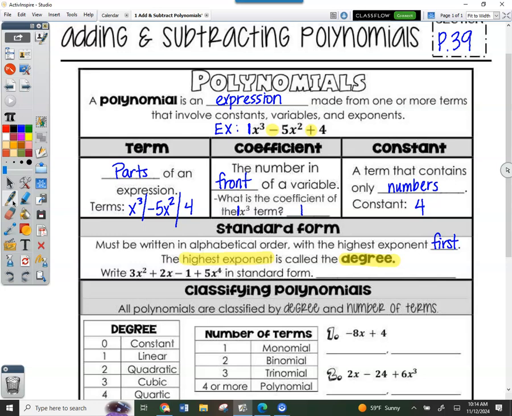Look at this one right here. You can close your notebook now. Come back to this and look at this example. 3x squared plus 2x minus 1 plus 5x to the 4th. Is it in standard form? No, it is not. Standard form would have your highest exponent in the front. We are going to rearrange this so it's in standard form.